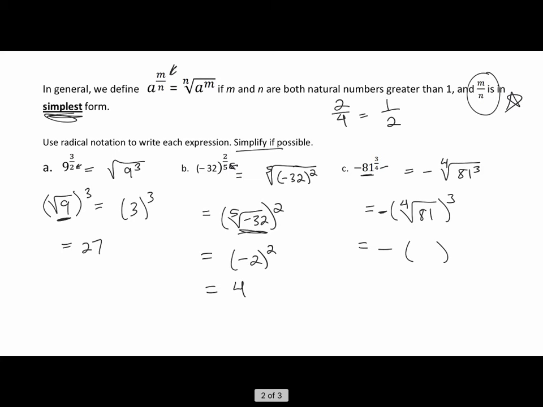So the 4th root of 81, well, 3 times 3 times 3 times 3 is 81, so the 4th root is 3. And if I cube 3, that was 27. The negative stays in front, which makes this a negative 27 here.